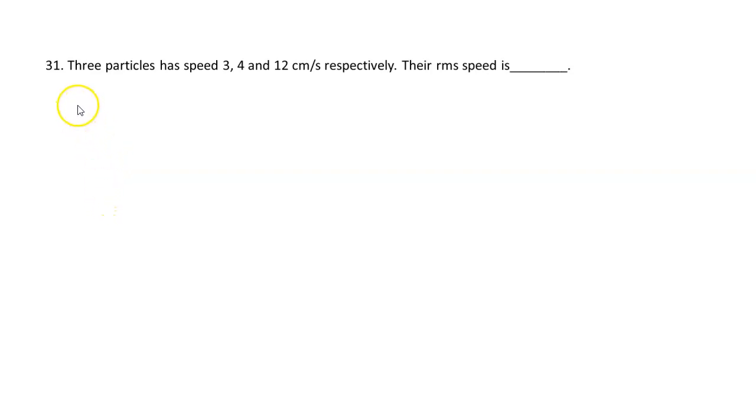Here this will be the fourth video in the series of numerical questions for JEE and NEET. So here let us see the first question in this video. The question given is three particles have velocities 3, 4 and 12 centimeters per second respectively. Their RMS speed is. RMS speed is nothing but root mean square.